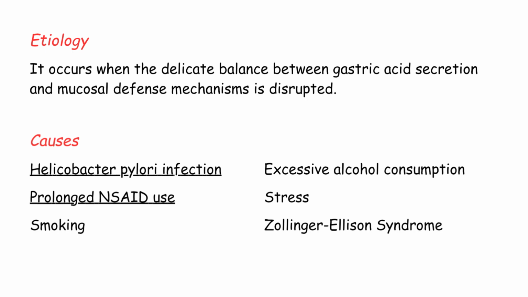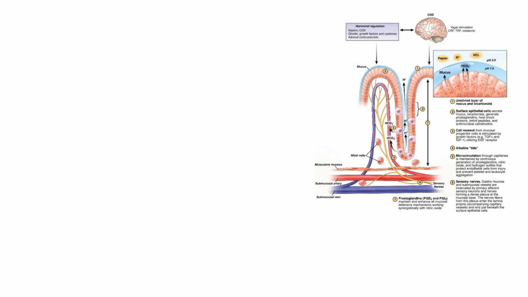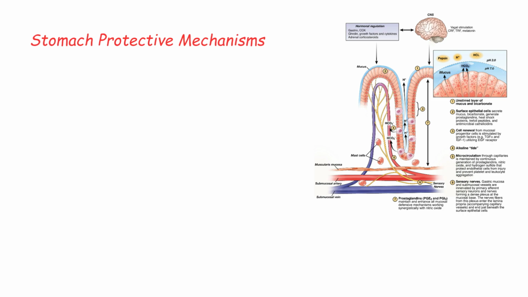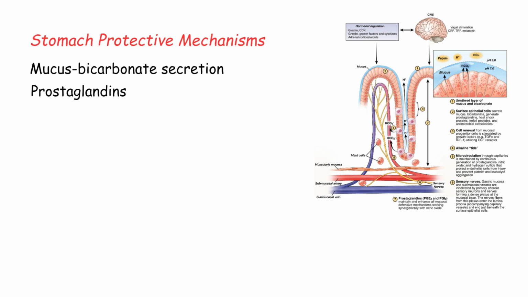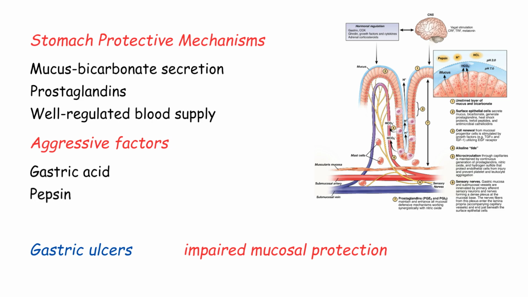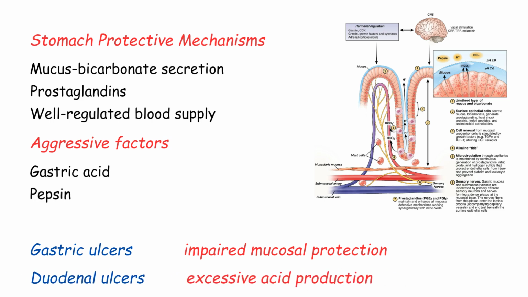To understand PUD better, let's first discuss normal gastric physiology. The stomach is equipped with protective mechanisms like mucus bicarbonate secretion, prostaglandins, and a well-regulated blood supply. These factors create a defensive barrier against aggressive elements such as gastric acid and pepsin. When this defense fails, mucosal injury occurs, leading to ulcer formation. Gastric ulcers are commonly associated with impaired mucosal protection, whereas duodenal ulcers are often due to excessive acid production.